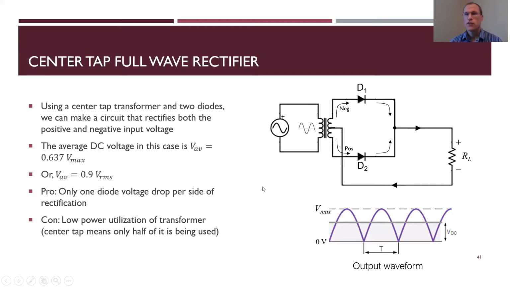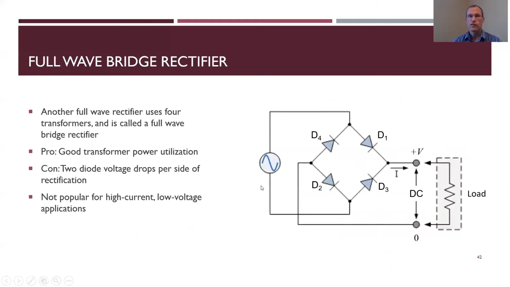The other option for a full wave rectifier is called a full wave bridge rectifier. This one, as you can see, has 4 diodes. This is a type of circuit you'll be building in lab this week. In this case, you have the same sort of waveform come out. You still have all positive sides, so still a full wave rectifier. It has good power utilization because there's no center tap, so you're using the entire voltage source each time.